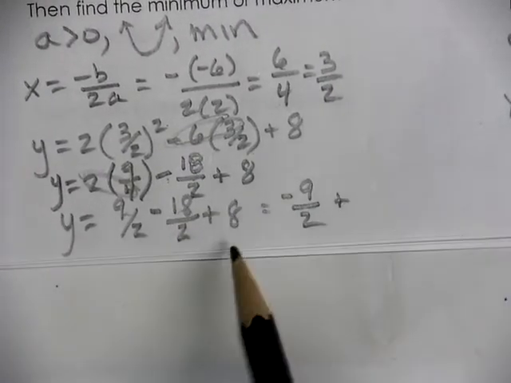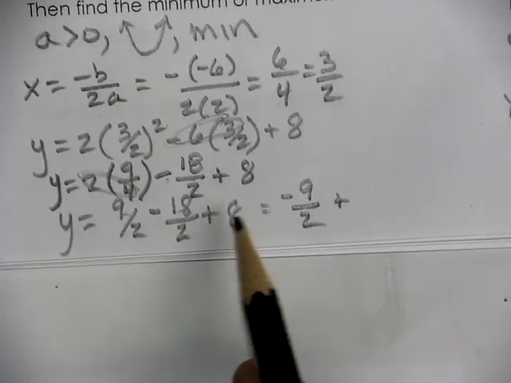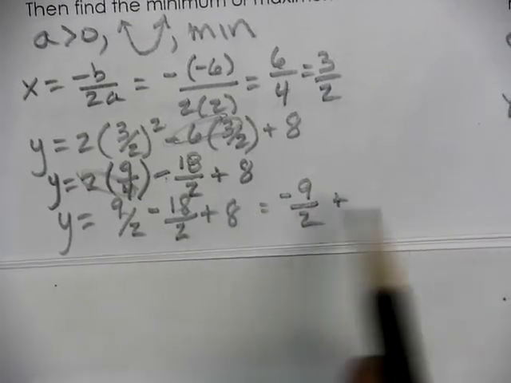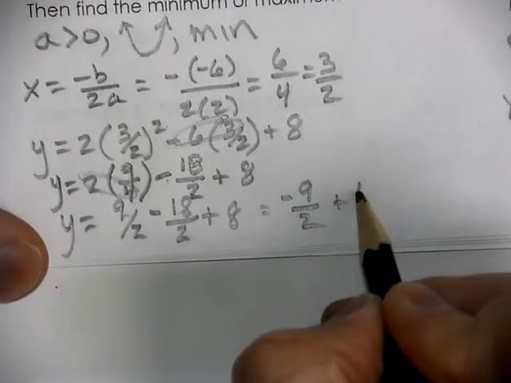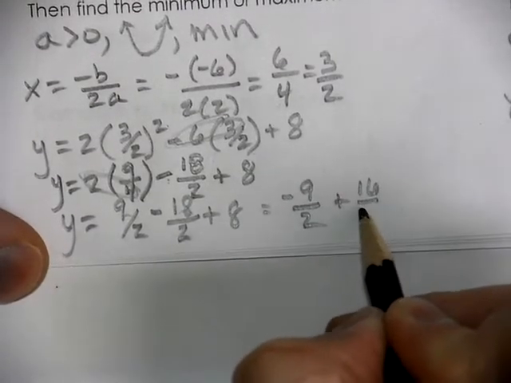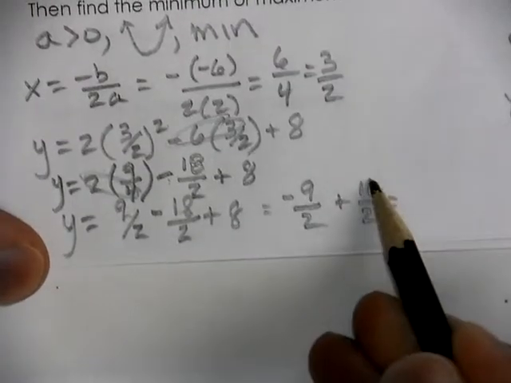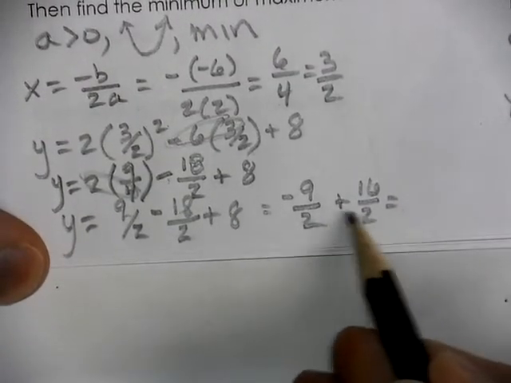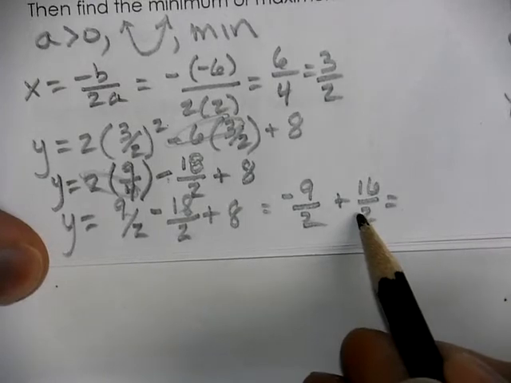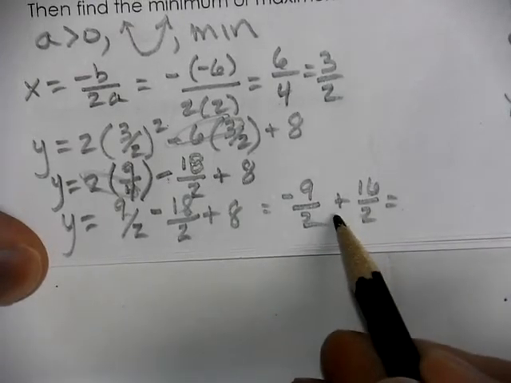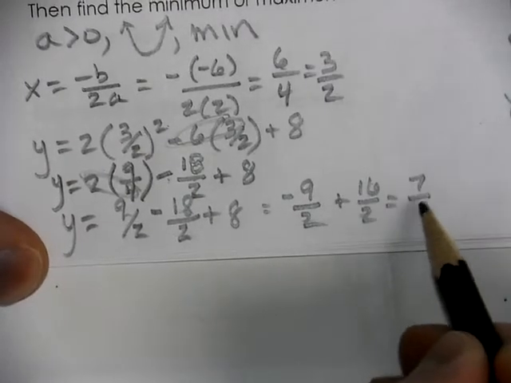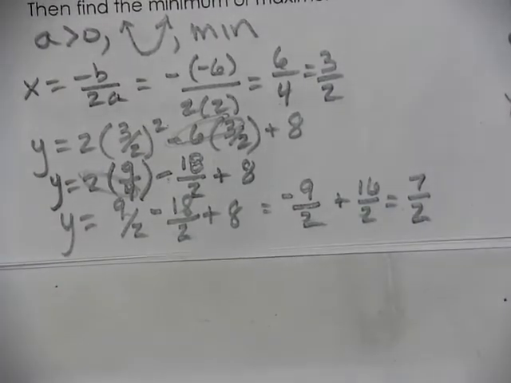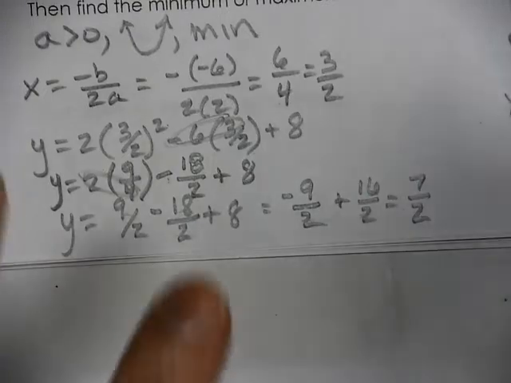How can I make this have common denominators? This is a number 18. I've got to add it to my negative 9/2. So that's got to be 16/2. 16 divided by 2. Now they both have common denominators. They're kind of like terms now. So my y value is going to be 7/2.